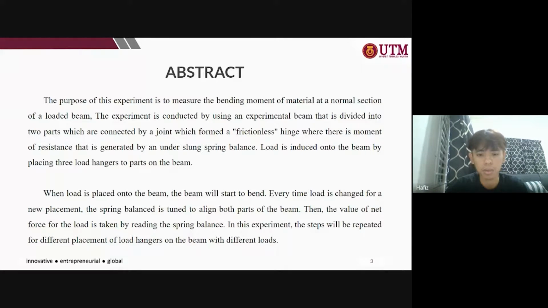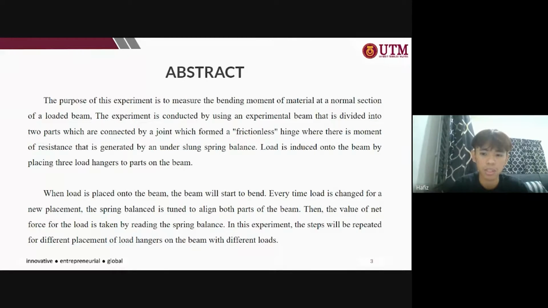The experiment is conducted by using an experimental beam that is divided into two parts, which are connected by a joint which forms a frictionless hinge, where there is a moment of resistance that is generated by an underslung spring balance. Load is induced onto the beam by placing three load hangers on the beam. When load is placed, the beam will start to bend.